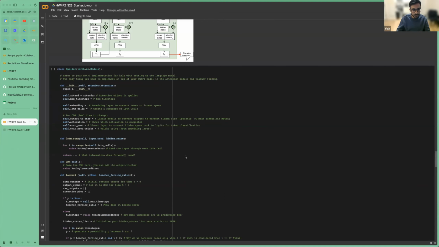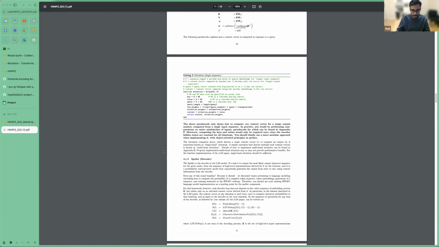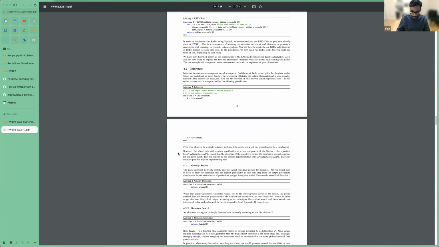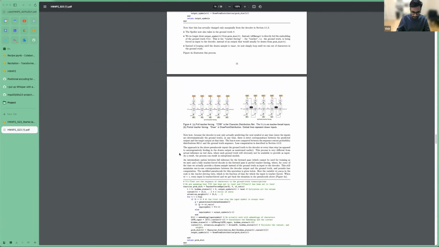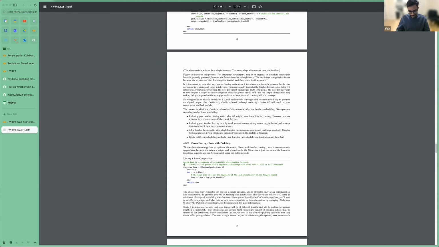4.3.2. Where is that? 4.3.2. Right, cross entropy loss. Right here, this is pseudocode. You can literally just call nn.CrossEntropyLoss. You don't really have to worry about this, which is why we also tell you that this doesn't exactly translate to code, because you have PyTorch modules for things.